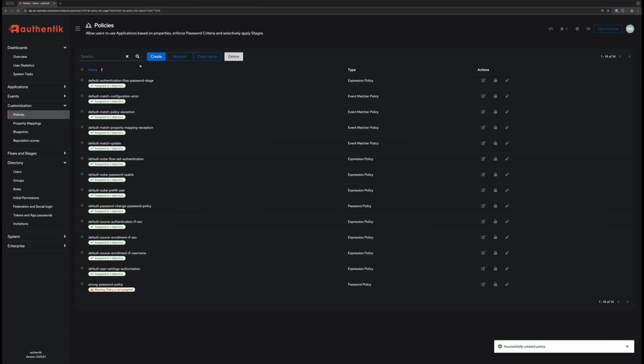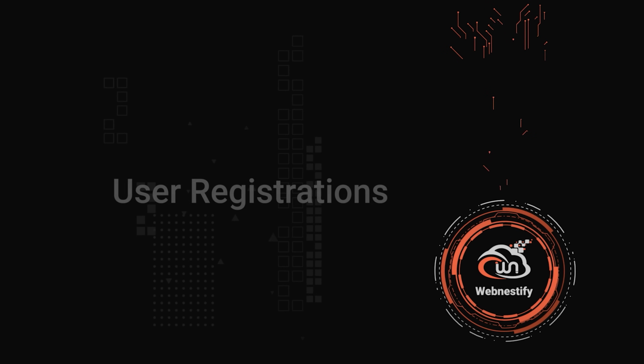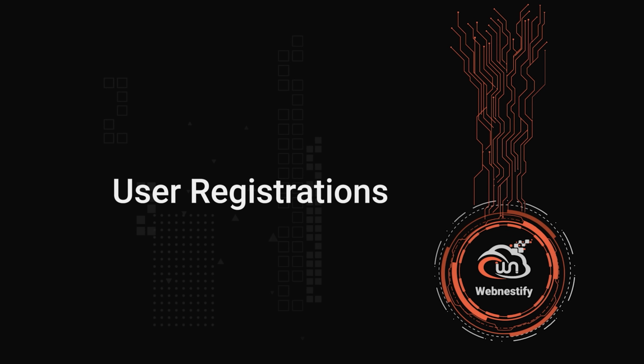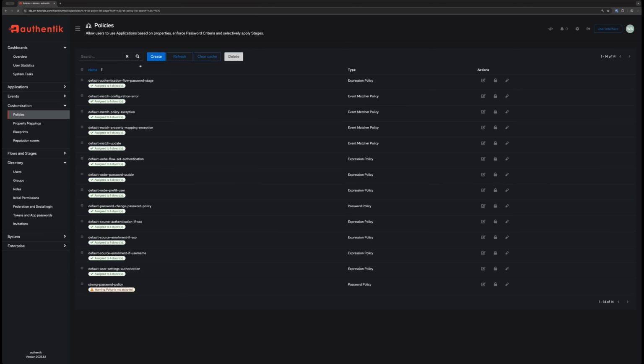Okay, so now we have our user groups and we have our password policy. Next, what I want you to set up is the invitation flow. So let's jump straight to setting it up.